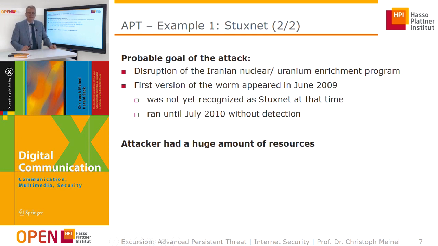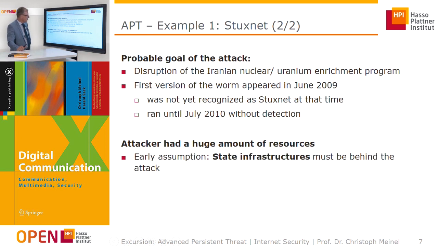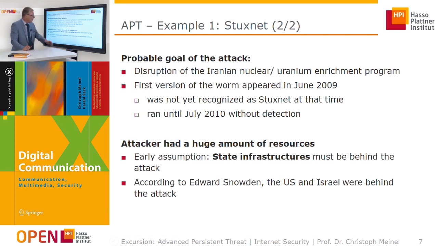To design such an attack, to design such an exploit, needs a huge amount of resources. So the early assumption came up that there was a state infrastructure behind this attack. And according to Edward Snowden, the US and Israel were behind the attack.